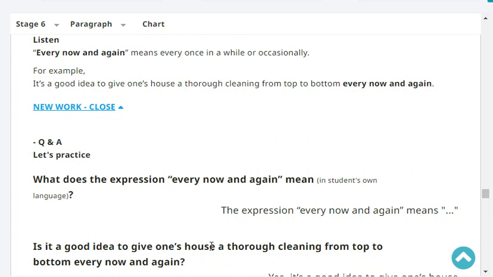Let's practice. What does the expression every now and again mean in Japanese? The expression every now and again means tokidoki in Japanese. Very good.